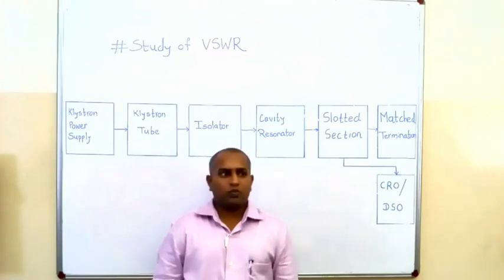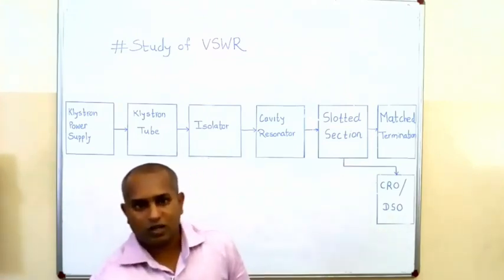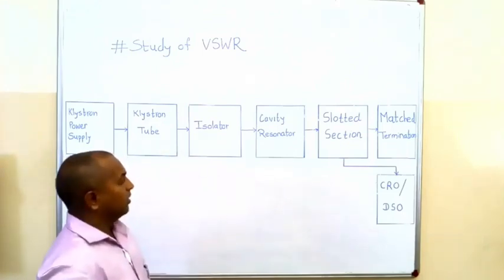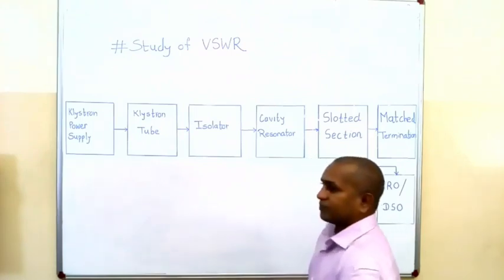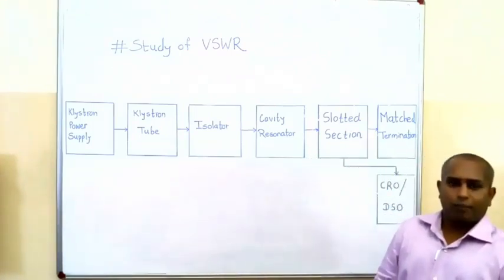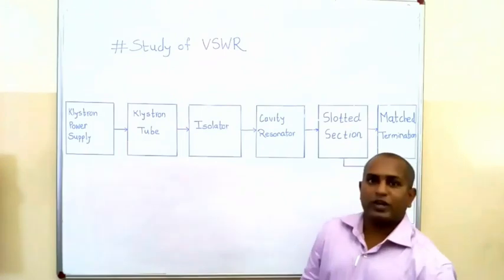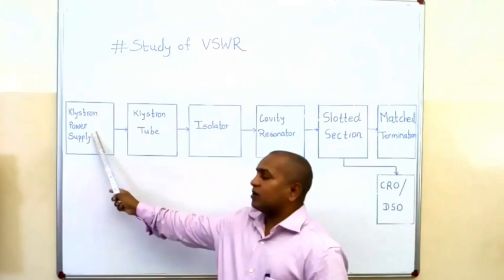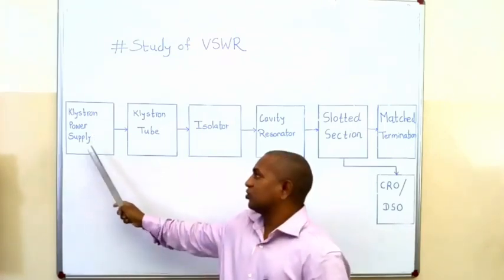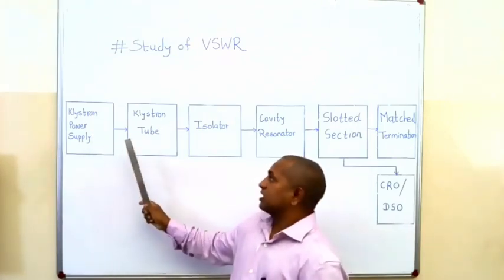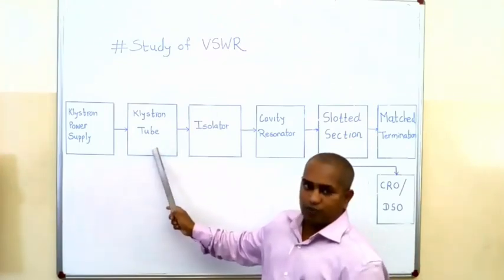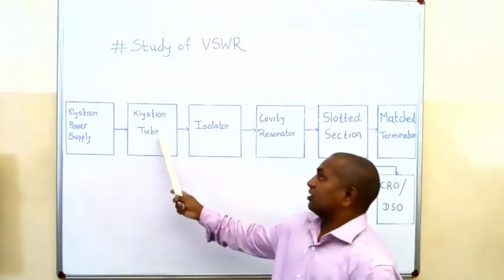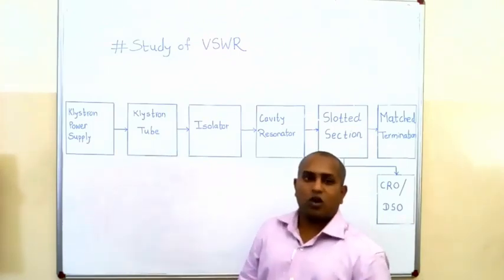For VSWR measurement purpose, this is our block diagram. In this block diagram, we already used many blocks in a previous experiment. Our first block is a klystron power supply. We know the use of this power supply. Second block is a klystron tube, also known as a reflex klystron tube. Here, this tube acts as an oscillator.